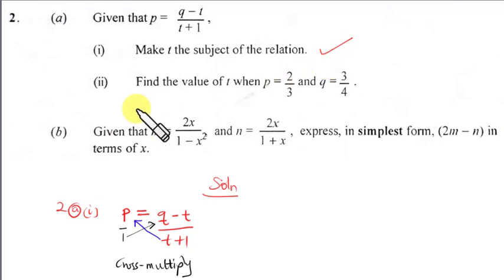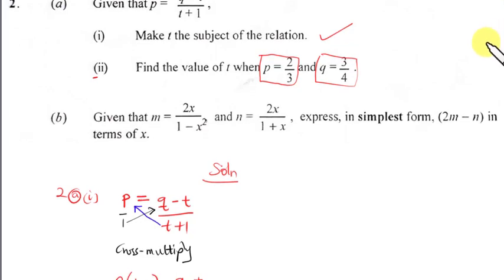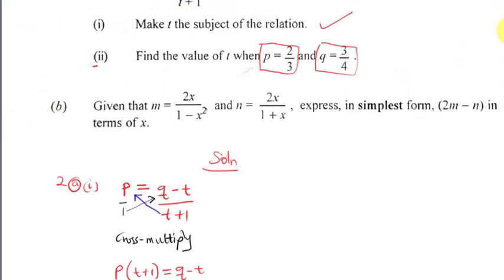Now the next one, part II, says find the value of T. So after making T the subject, we are going to find the value of T when P is giving us 2 out of 3 and when Q is giving us 3 out of 4. So there's going to be substitution. So that's why we have change of subject and substitution into formula. So what we're going to do is to substitute the values of these variables into the formula that we have right now.